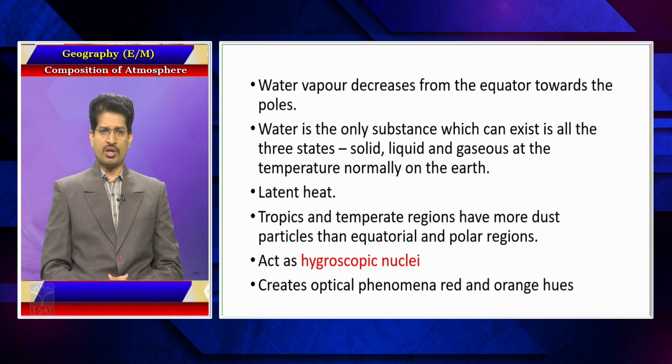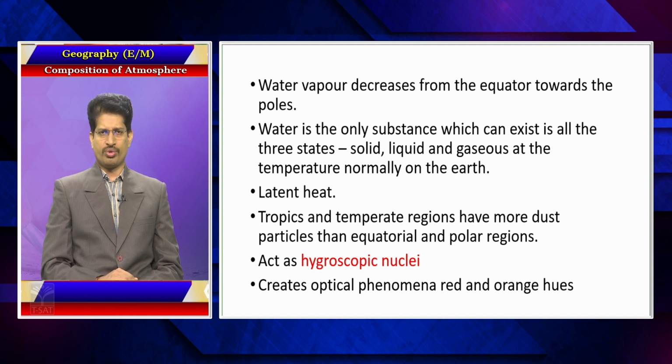So, water is the only substance which can exist in all three states under the existing conditions on the surface of the earth: solid, liquid and gas. So, the points which I have projected can be converted into objective bits. For example, water vapor in the atmosphere gradually decreases from the equator to the poles. It can be an objective bit. Water is the only substance which can exist in three states, that is solid, liquid and gas, can also be a bit.